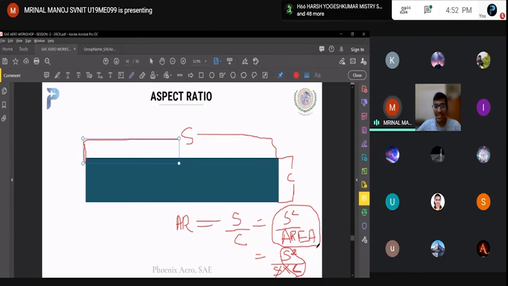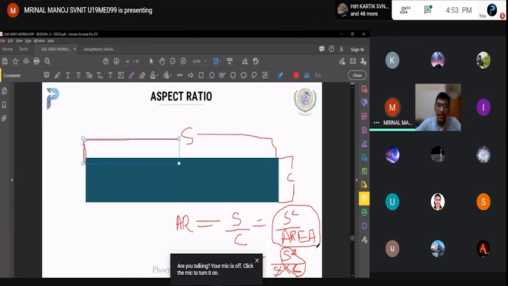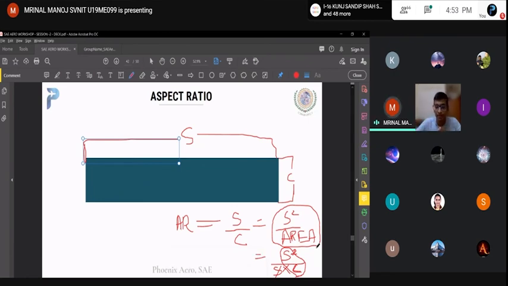Now, why aspect ratio? How aspect ratio is basically related is that the higher the aspect ratio, the more stable the aircraft is going to be. Another thing is that aspect ratio reduces the induced drag of an aircraft. Higher the aspect ratio, the lesser the induced drag is going to be. Another thing is that higher the aspect ratio, higher is the efficiency of the aircraft.